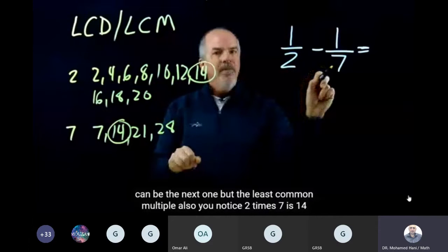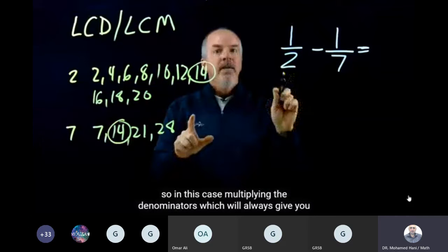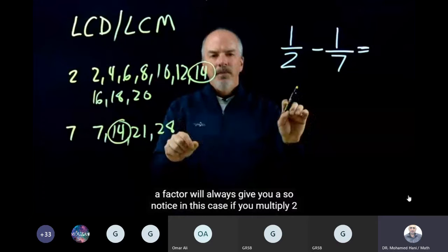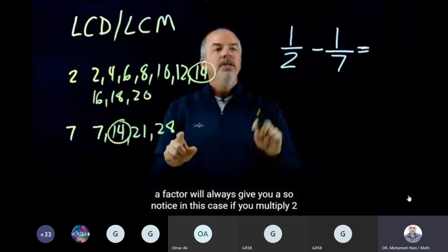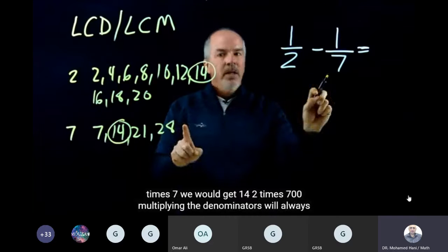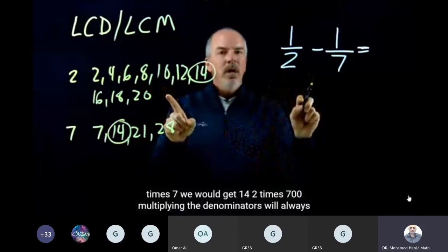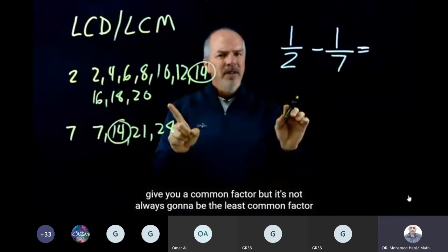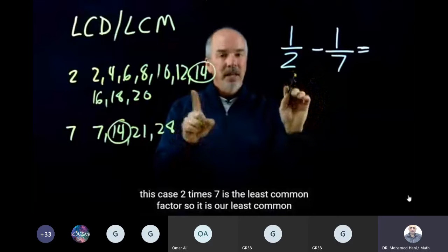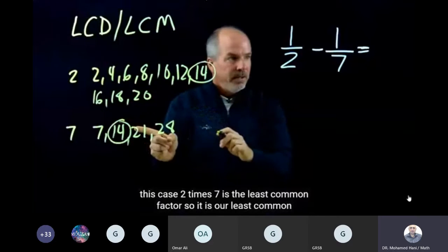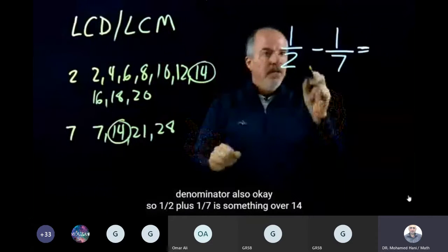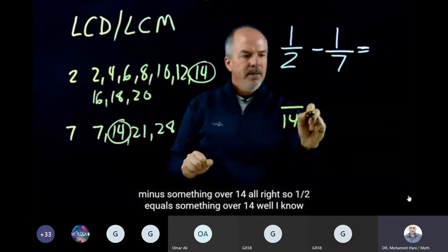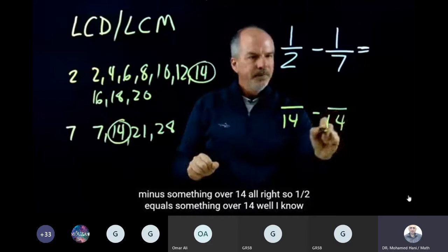Also, you notice 2 times 7 is 14. So notice in this case, if we multiply 2 times 7, we would get 14. Multiplying the denominators will always give you a common multiple, but it's not always going to be the least common multiple. In this case, 2 times 7 is the least common multiple, so it is our least common denominator also. Okay, so 1/2 minus 1/7 is something over 14 minus something over 14.